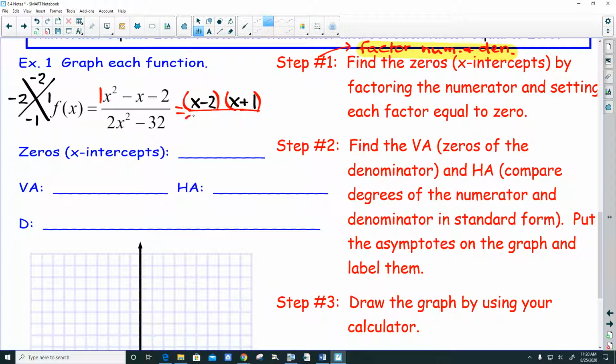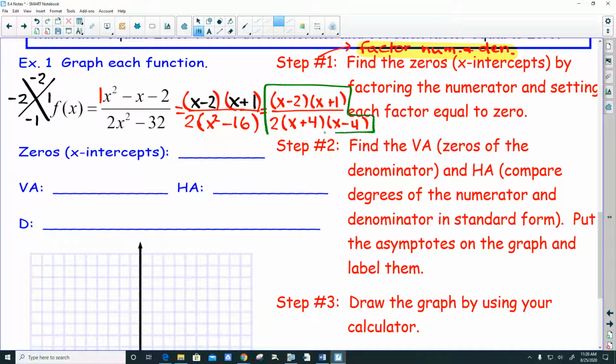Looking at the denominator, I do see a GCF that we could remove. So I'm first going to pull the 2 out, and then I want to examine what I have left behind. It looks like this x squared minus 16 we could factor down. It looks like that's a difference of 2 squares. So I'm going to keep the GCF in front, but factor the x squared minus 16 into an x plus 4 and an x minus 4. And there we have the numerator and the denominator factored.